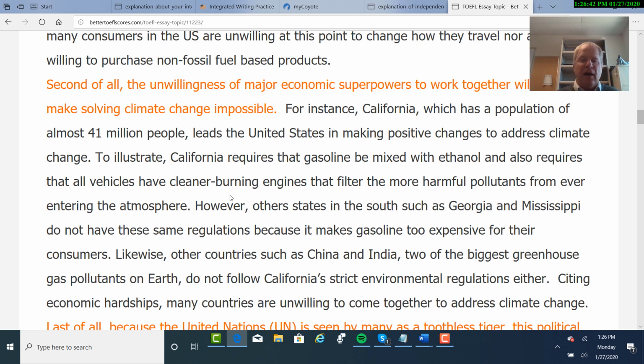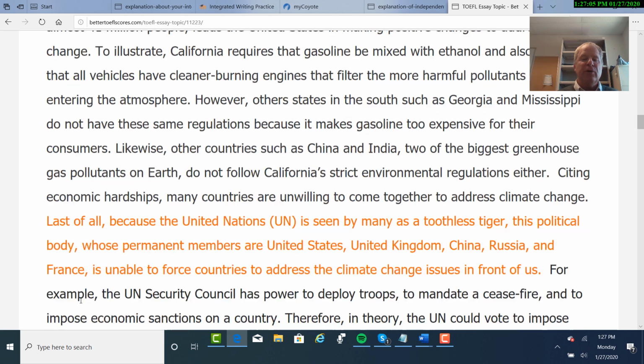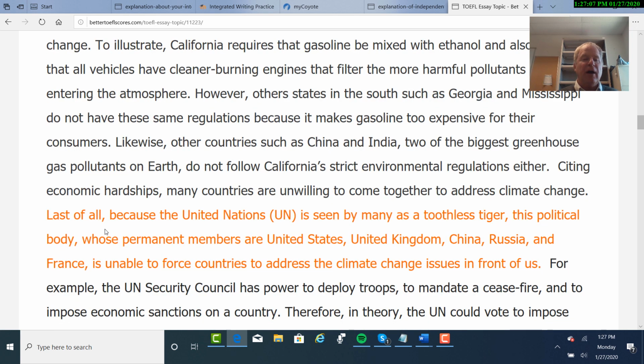However, other states in the South, such as Georgia and Mississippi, do not have these same regulations because it makes gasoline too expensive for their consumers. Likewise, other countries such as China and India, two of the biggest greenhouse gas pollutants on Earth, do not follow California's strict environmental regulations either. Citing economic hardships, many countries are unwilling to come together to address climate change.